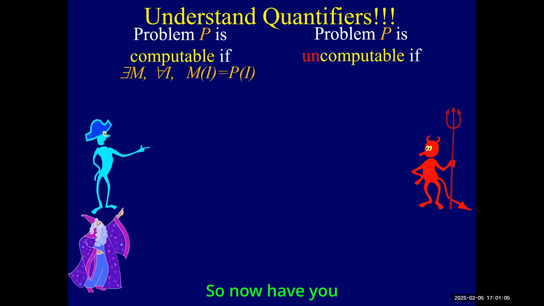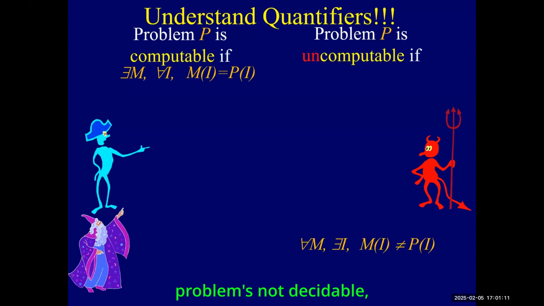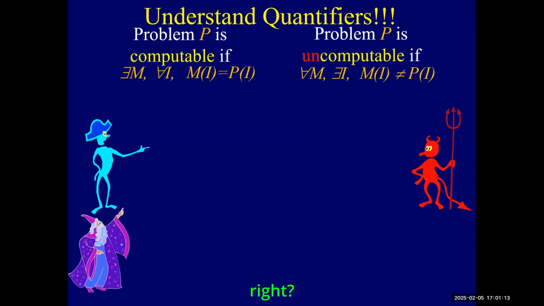Right? So now, have you taken 2001 yet? So you have to prove that the halting problem is not decidable. You have to be able to write that down. You have to take the negation. You bring the negation in and you swap the exists and the for alls. So how do you do it?